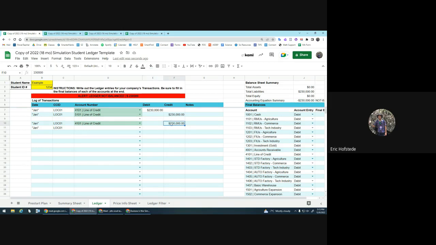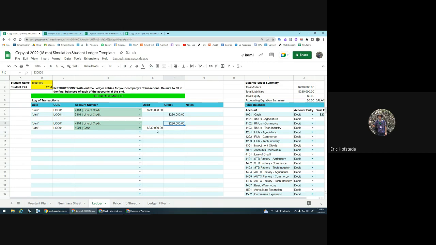So I credit this, that decreases how much I could potentially have in the future, because now I actually have it as cash. So I call the bank, I tell them I want to take out this loan for $230,000. They're going to start by giving me the cash. So my line of credit has now actually been fully withdrawn.